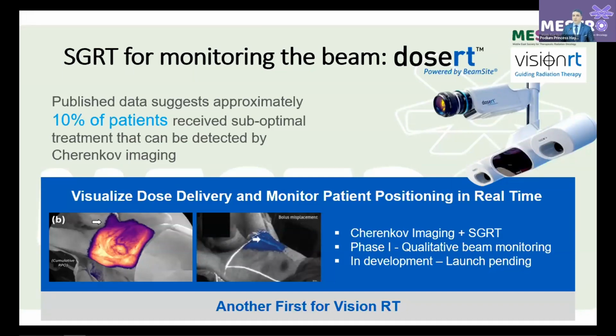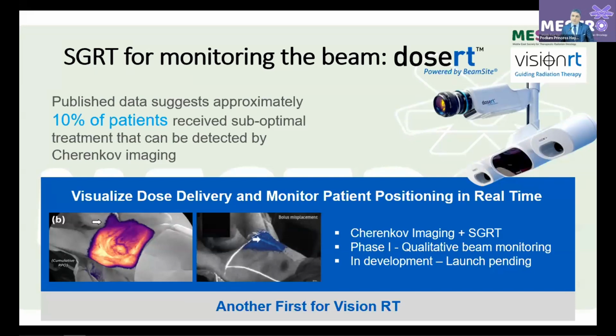The current publication, also published in the Red Journal, says that about 10% of patients have some issues in the dose delivery that can be visualized by the DoseRT product and can also be prevented by having online interruptions or online checks and correcting the patient's position or specific positions on the patient's body.